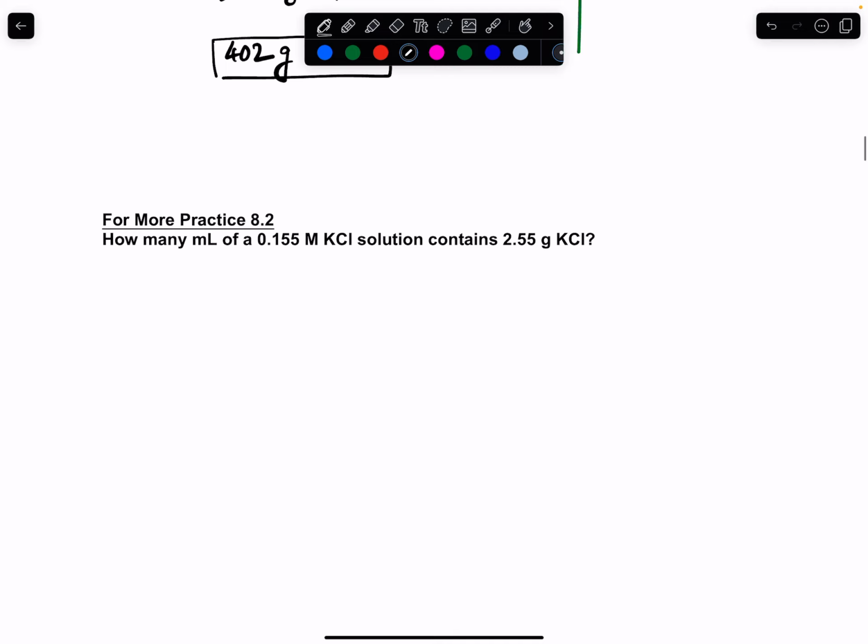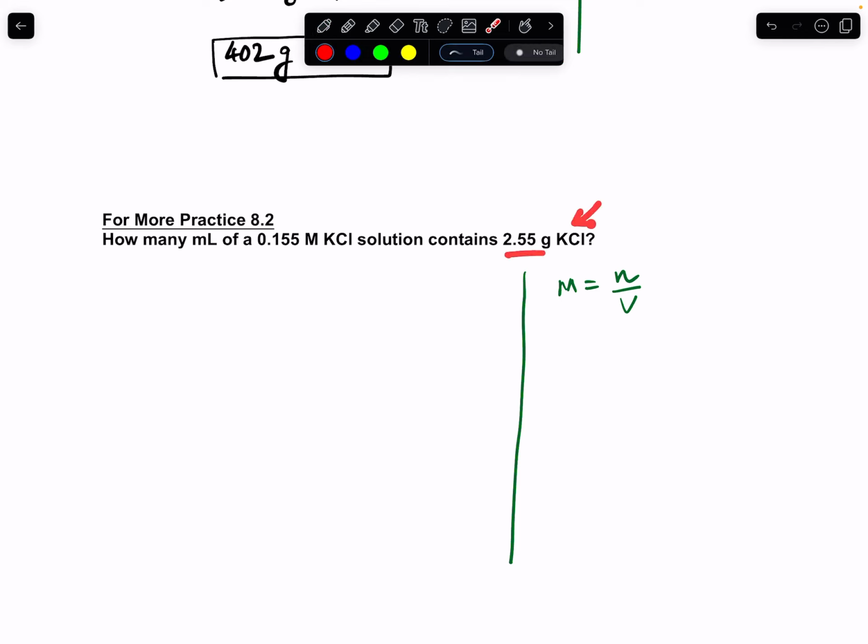The next problem, we have to find out how many ml of a 0.155 molar KCl solution contains 2.55 grams. All right, so we'll use the same relationship, only thing we'll use it a little differently. So we know that molarity is equal to N over V. We're already given the grams and we can calculate the molar mass of KCl. So from those two, we can find out the number of moles.